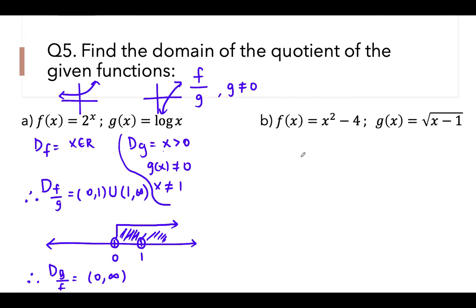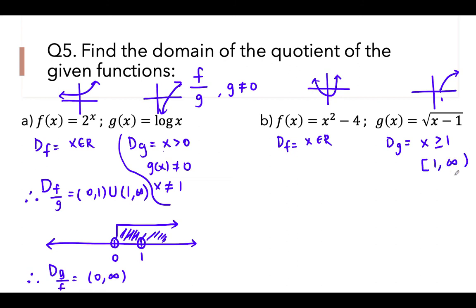Okay, good. Next question. So f of x, we're given a parabola and a square root. Domain for the first one, it's a parabola, so x can be any real number. So if I have to draw this, it looks like this. And then for this one, at 1, it looks like that. Domain for function g, x has to be greater than or equal to 1. Okay, so if I have to rewrite this in set notation, it's going to be [1, infinity).